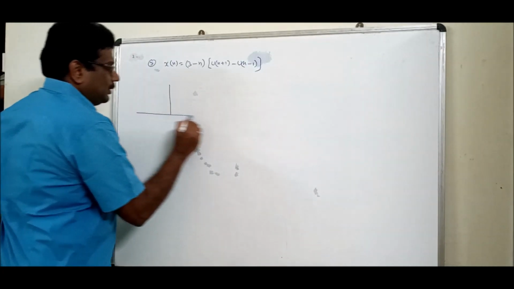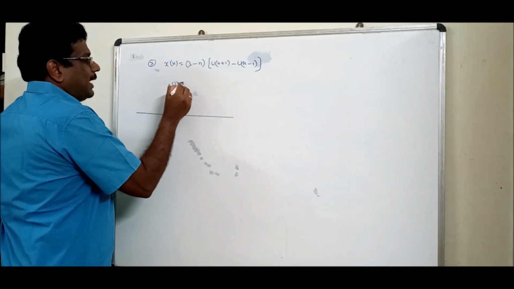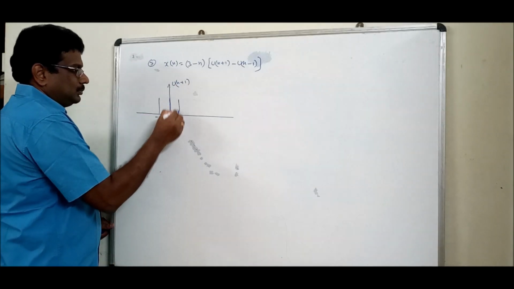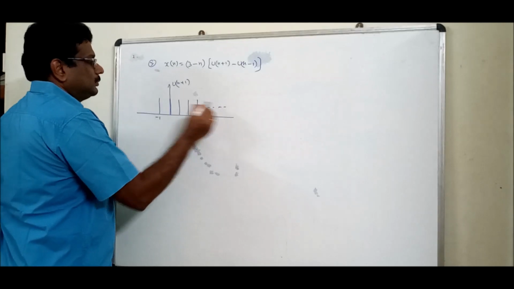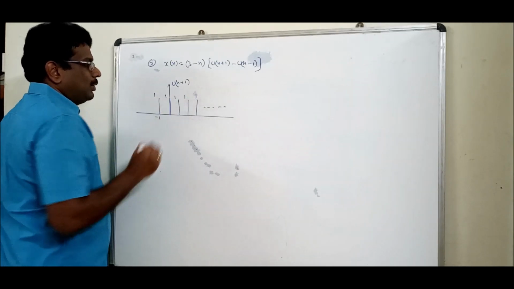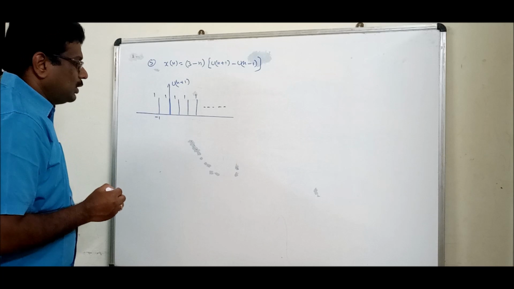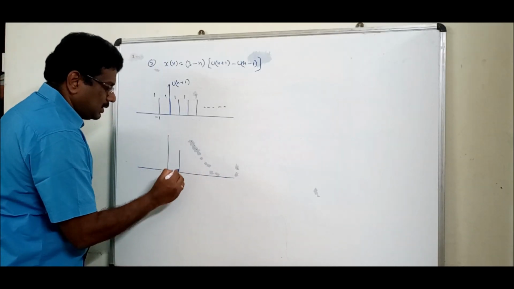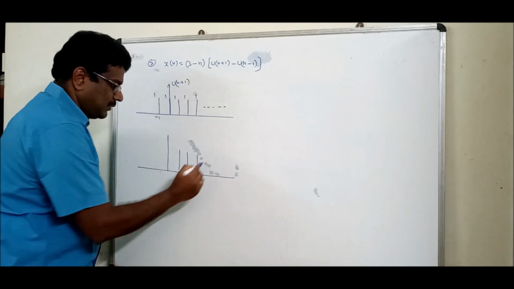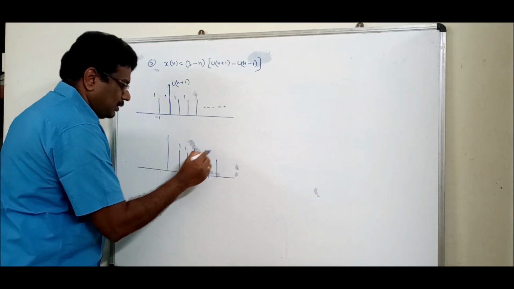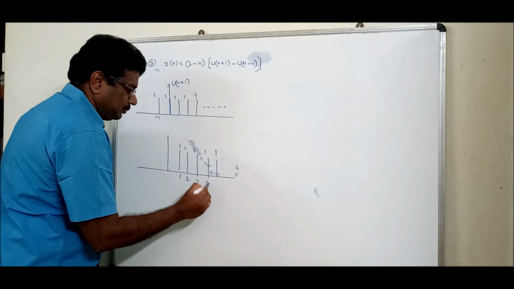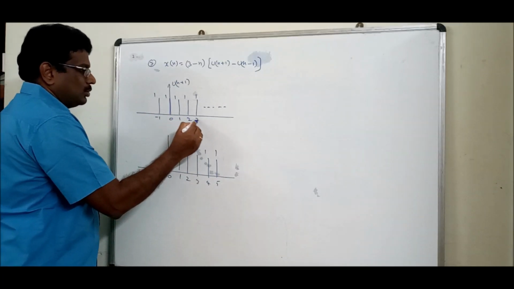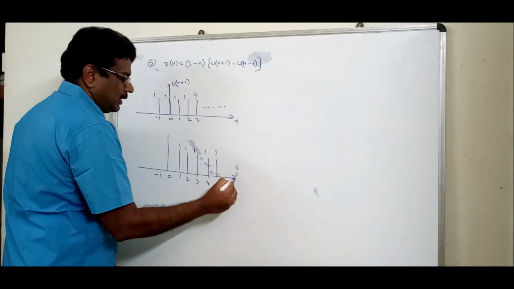What is u of n plus 1, which is left shift? Am I right? Whose amplitude is 1. What is u of n minus 1, which is right shift, whose amplitude is 1, starting from, am I right? So 0, 1, 2, 3, 4. This signal is ready.